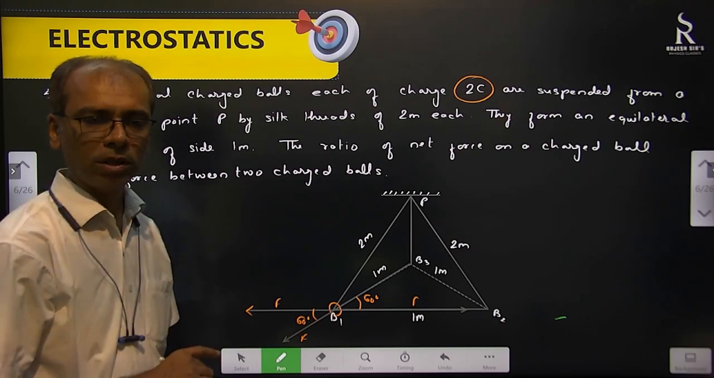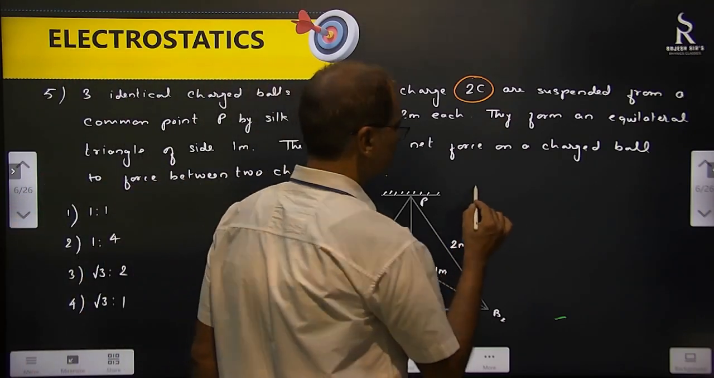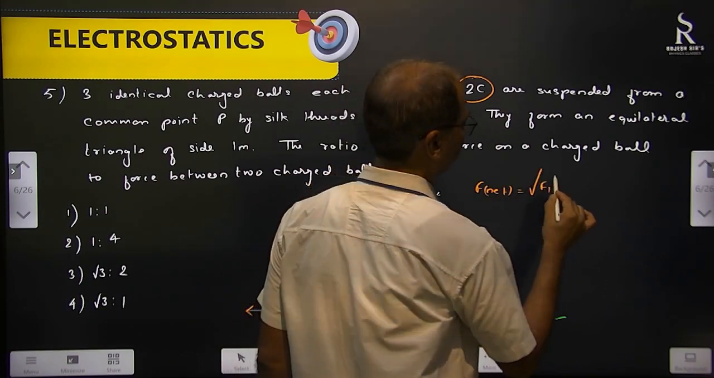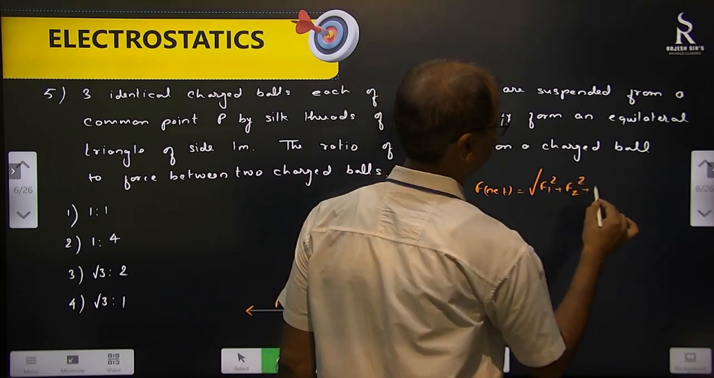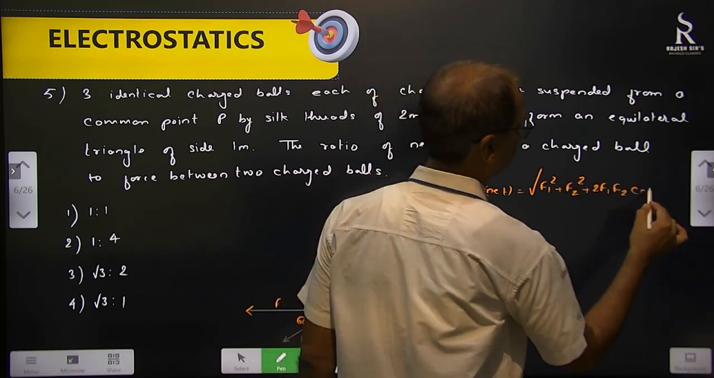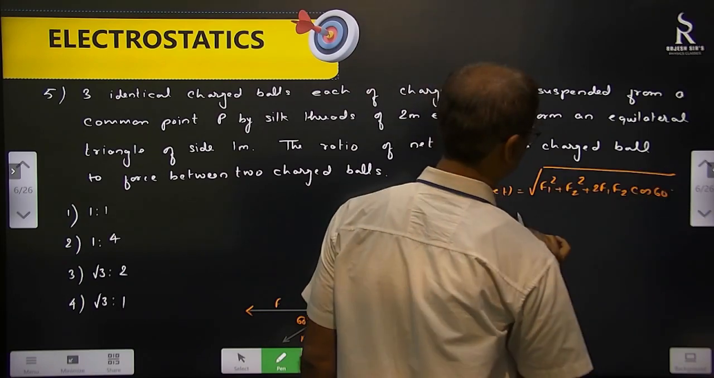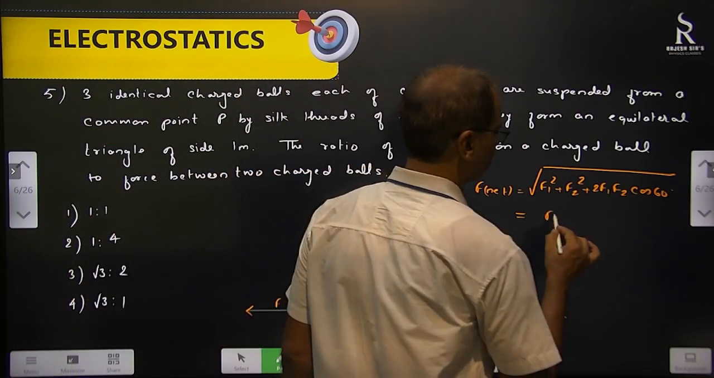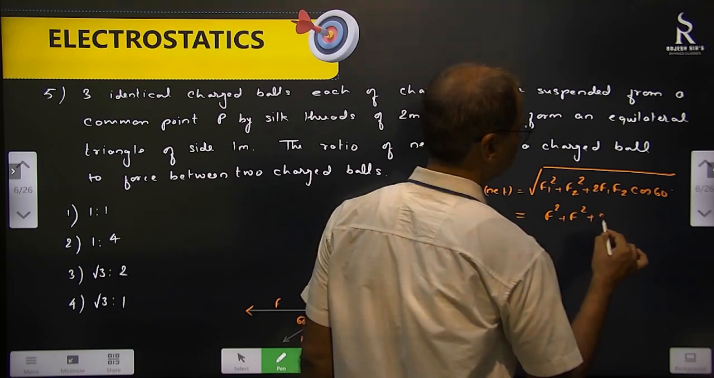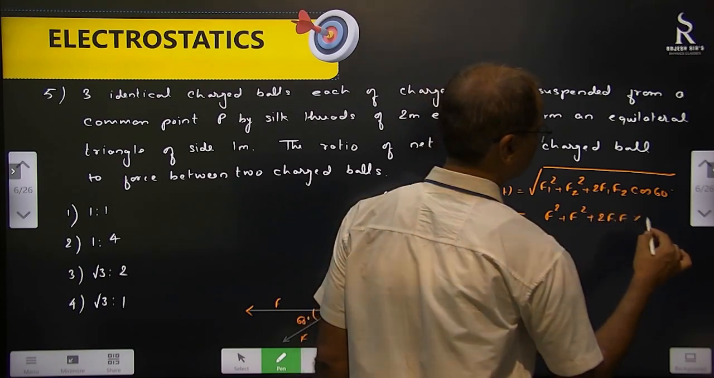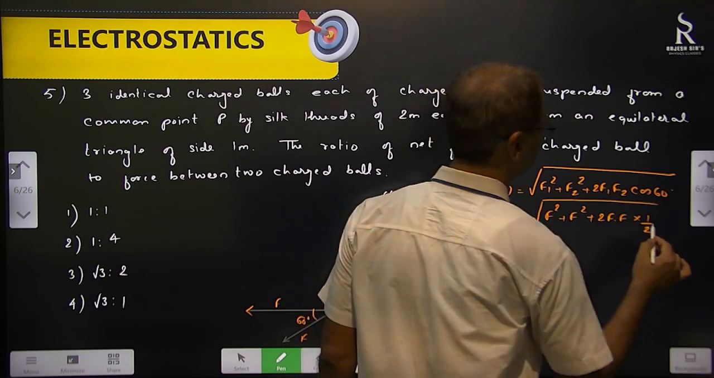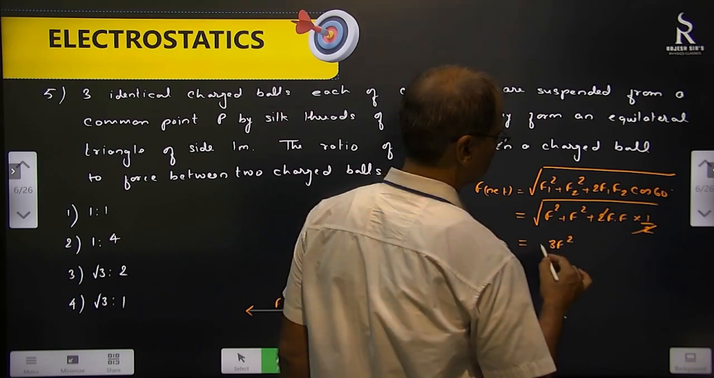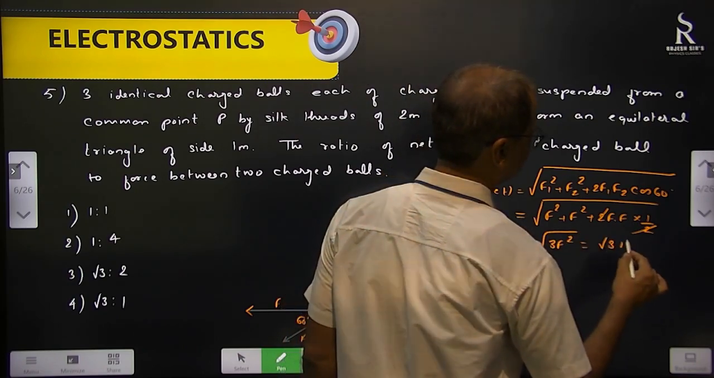So can we calculate the net force now? Yes, why not? Using vectors, F net will be root over F1 square plus F2 square plus 2 F1 F2 cos 60. What is the F1 value? We said F. F2 is also F. So F square plus F square plus 2 into F into F into cos 60, that is 1 by 2. So we get F square plus F square plus F square, that means 3F square. That means root 3 F. This is the net force.